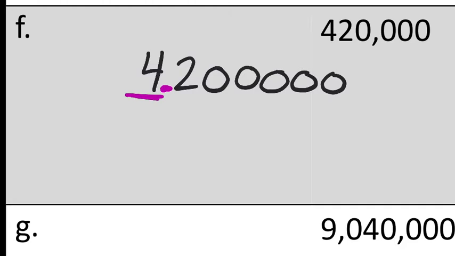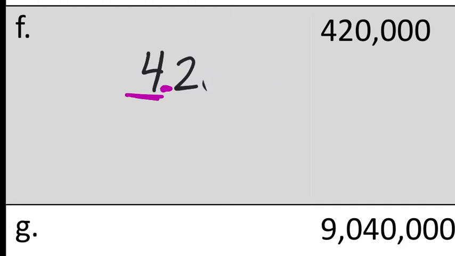Now, any of those trailing zeros I can get rid of at this point. Not that you have to at this point. You can get rid of them at any point. But I know I'm going to be multiplying by base 10. But what is the exponent?